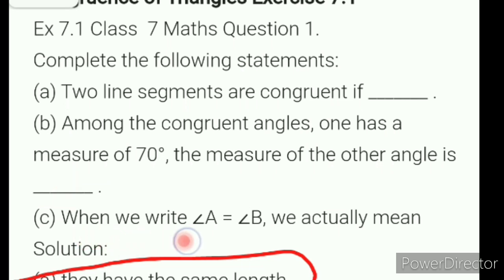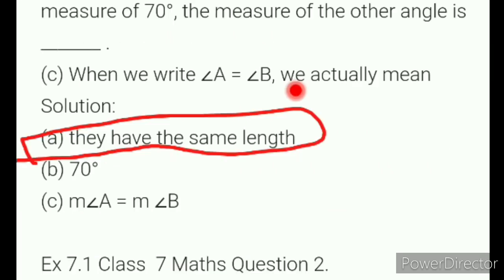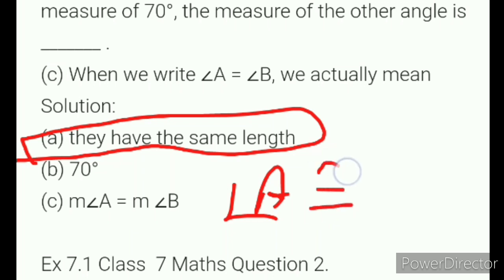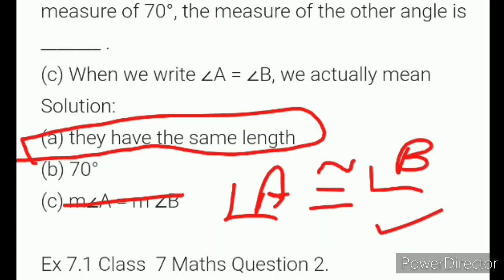When we write angle A equal to angle B, we actually mean, here they are given angle A equal to angle B. According to this lesson, how do we write? Yes, angle A is congruent to angle B. This is our answer. Don't write this one. Write this answer: angle A congruent to angle B. Very simple, no? First question. Copy down this answer.